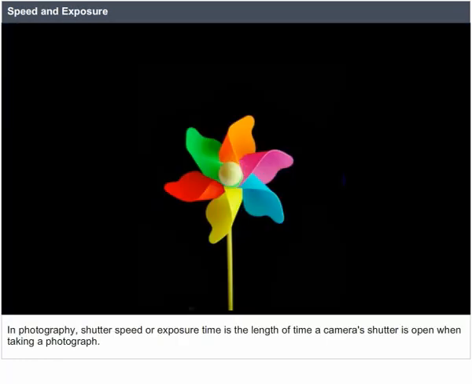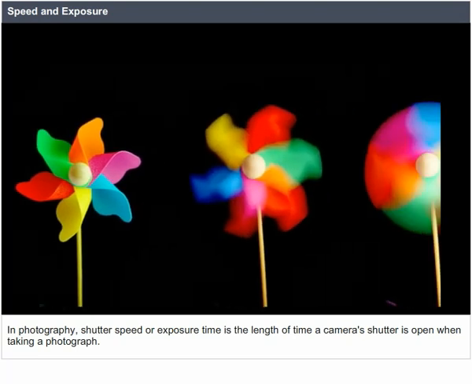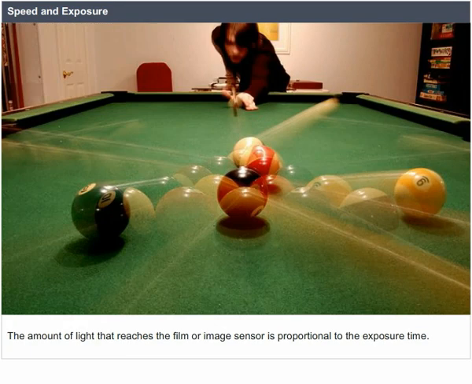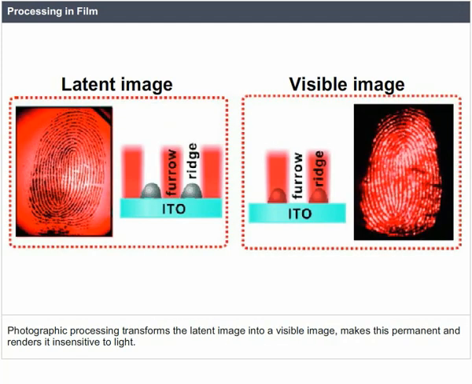Speed and exposure. In photography, shutter speed or exposure time is the length of time a camera shutter is open when taking a photograph. The amount of light that reaches the film or image sensor is proportional to the exposure time. Processing in film. Photographic processing is a chemical means by which photographic film and paper is treated after photographic exposure to produce a negative or positive image. Photographic processing transforms the latent image into a visible image, makes this permanent and renders it insensitive to light.